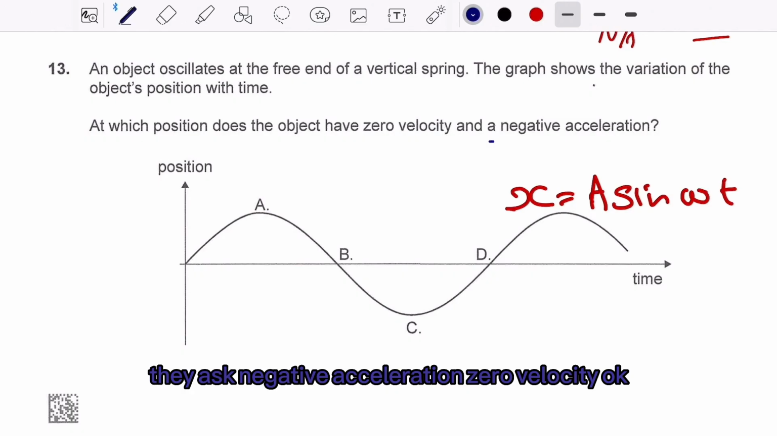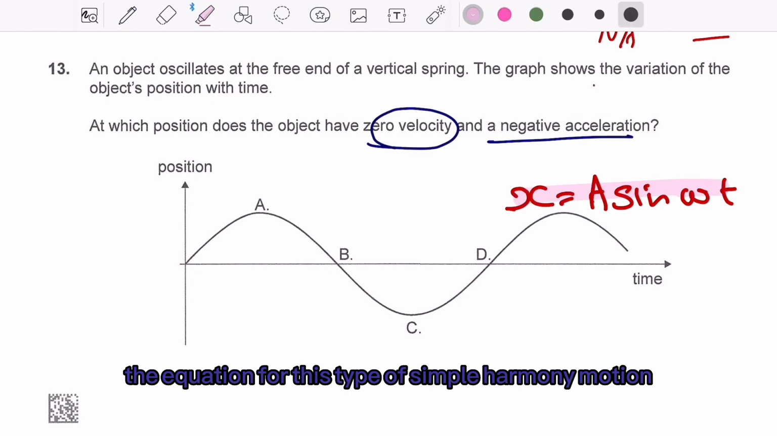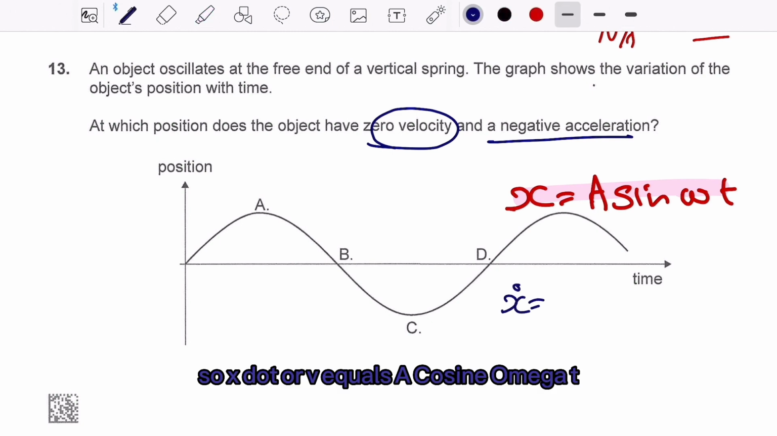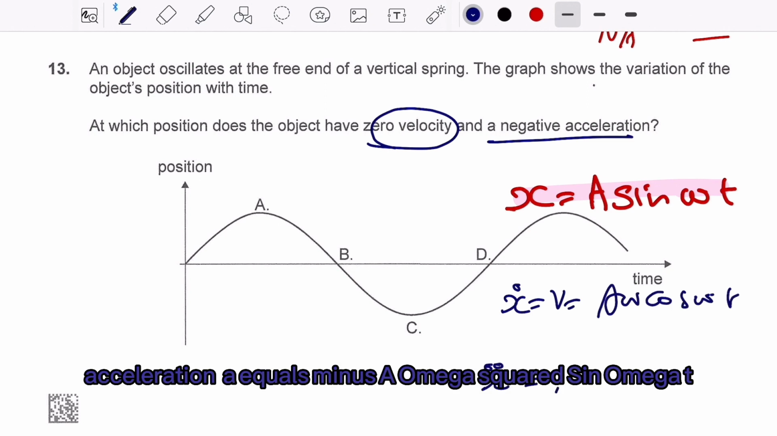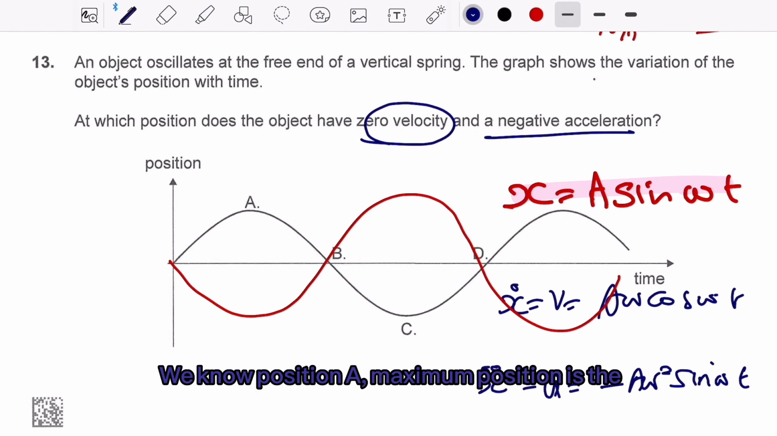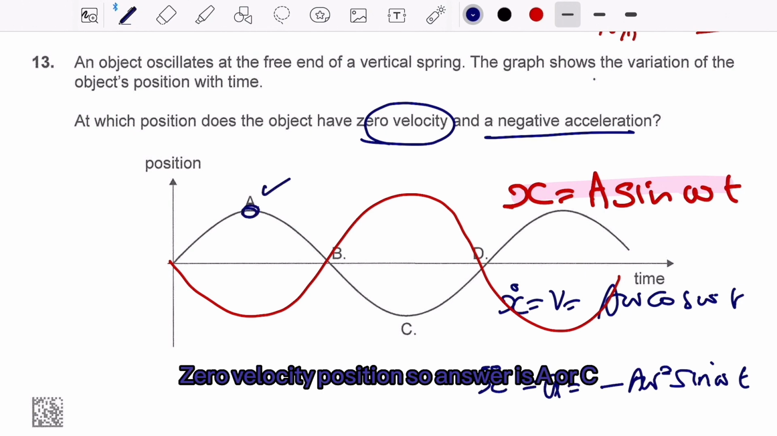They ask for negative acceleration and zero velocity. Okay, the equation for this type of simple harmonic motion we can write as x equals a sin omega t. So x dot, or v, equals a omega cos omega t. Acceleration a equals minus a omega squared sin omega t. So basically the acceleration-time graph will be a minus sine graph. Now they ask for zero velocity. We know the maximum position is the zero velocity position, so the answer is A or C.